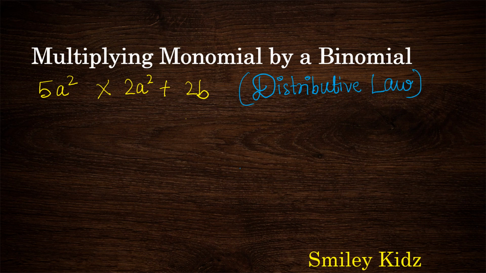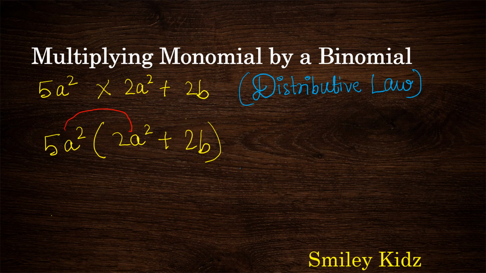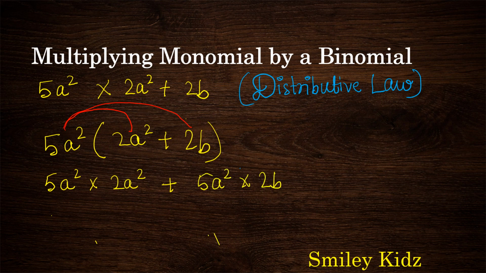You're going to write in this way, 5a square multiplied by 2a square plus 2b. Now 5a square has to be multiplied by 2a square plus 5a square multiplied by 2b. Let's write it. 5a square multiplied by 2a square plus 5a square multiplied by 2b. You can put them in the brackets.